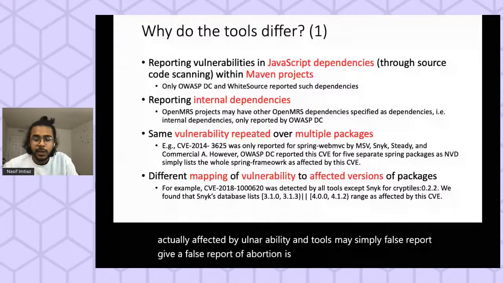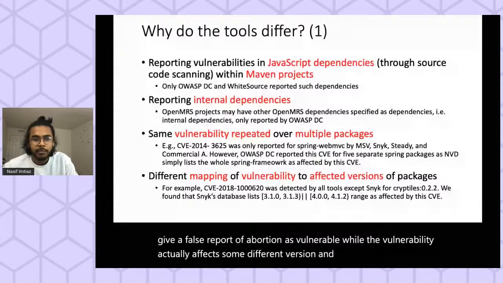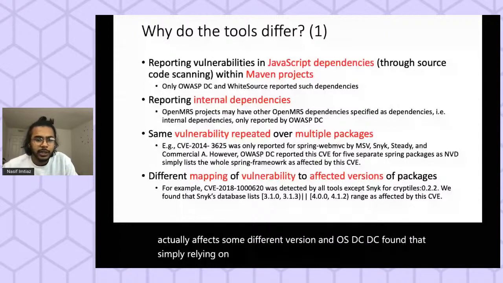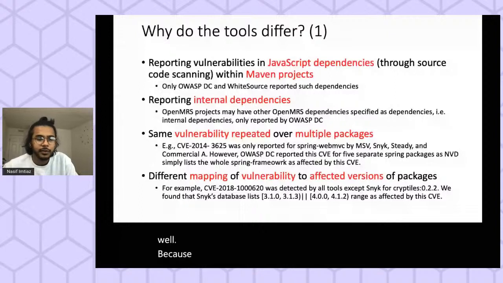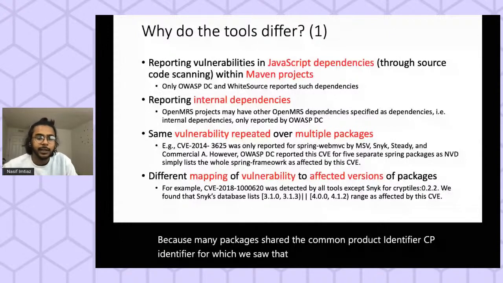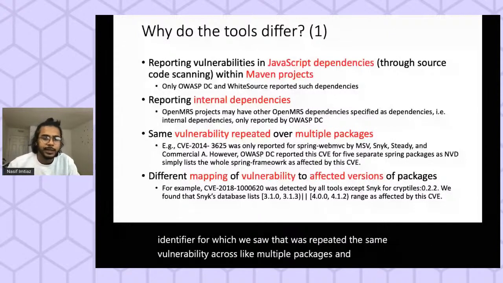And for DC, we found that simply relying on NVD data can lead to inaccuracies as well, because many packages share the common product identifier, the CPE identifier, for which we saw that OSDC repeated the same vulnerability across multiple packages and inflated the total dependency count.